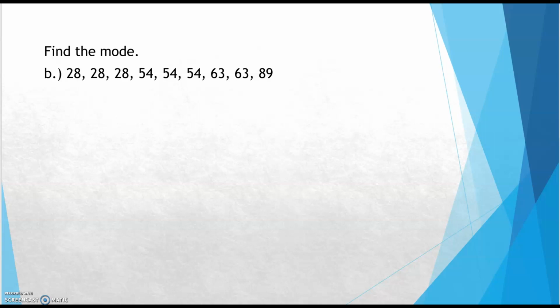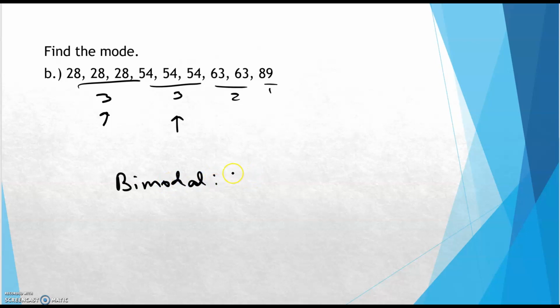Okay, so we're going to find the mode for this data set. Notice that 28 occurs 3 times, 54 occurs 3 times, 63 occurs twice, and 89 only occurs once. So I need the greatest frequency, and that would be these two. They're the same greatest frequencies, so this one would have 2 answers, so this would be bimodal. And your 2 answers would be 28 and 54.